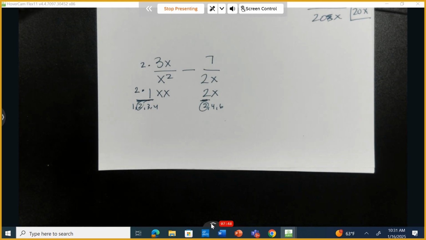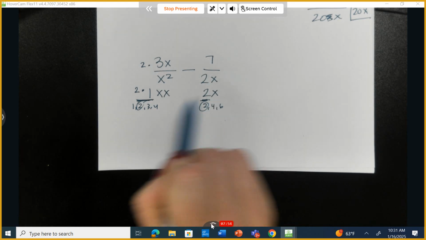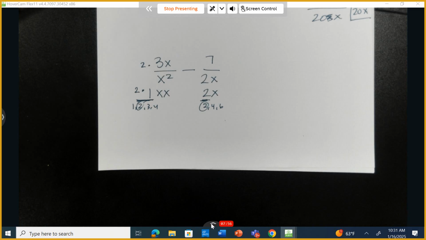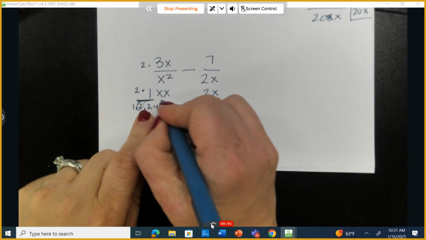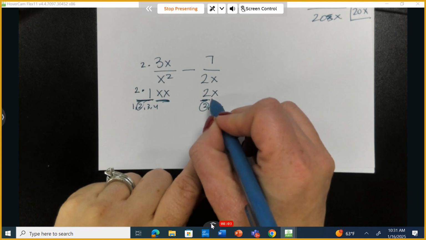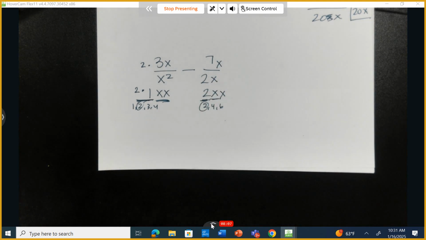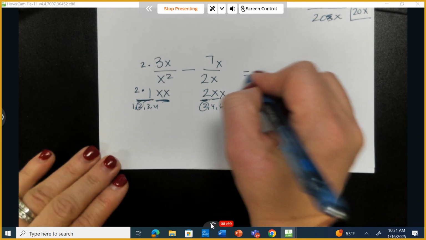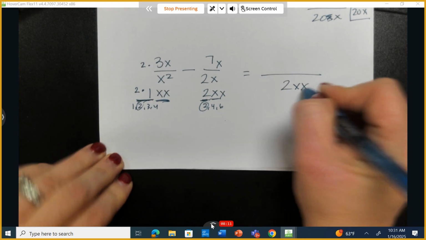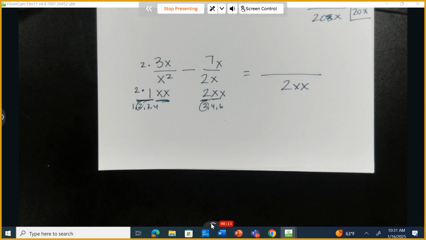The next thing is the x's. How many x's do I want? 2. I want 2 x's. See how this has 1 and this has 2? We're always going to rise up to the largest number. So the largest number of x's is 2. So I already got 2 x's on the left-hand side of the denominator, but on the right-hand side I only have 1. I need 1 more. So x and x. Whatever you do to the bottom, you must be fair and do to the top. Now, they both have a 2xx, or you could write it as 2x squared.